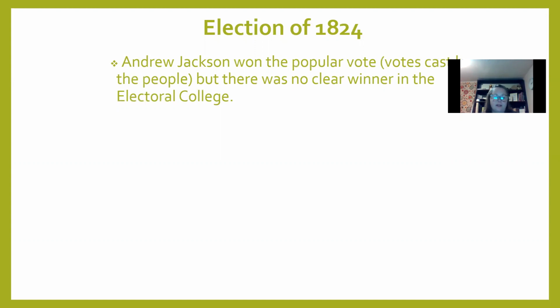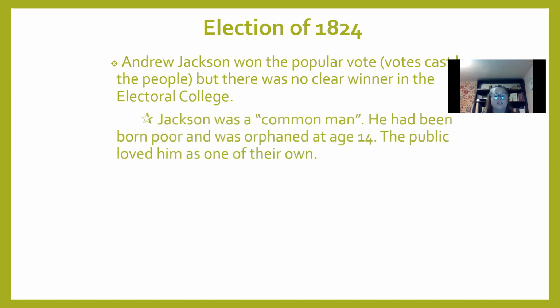So there is a split in the Democratic Republican Party over several issues that led to new parties. Andrew Jackson was popular and ran for president in 1824. He won the popular vote, those are the ones, remember, cast by the people, but there was no clear winner in the Electoral College.